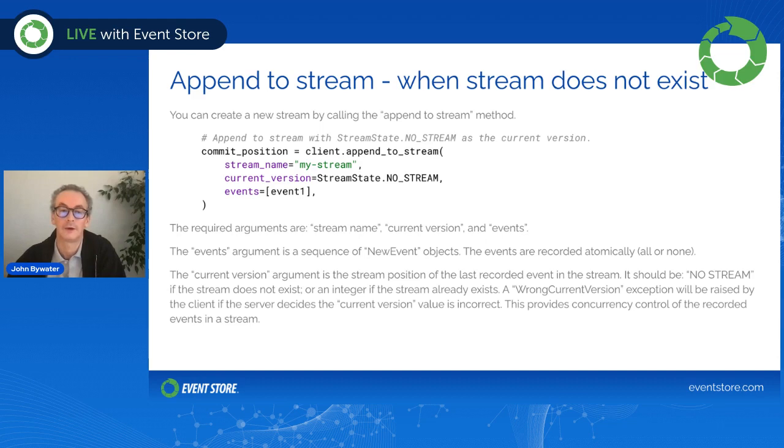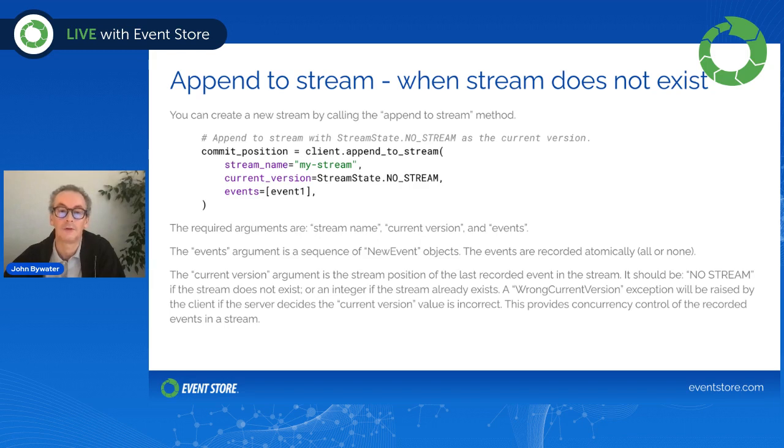The events argument is a sequence of new event objects, as we saw in a few slides ago. When we append to a stream, we give a sequence of events, and the operation is atomic, so that either all of the events are recorded or none of them are.